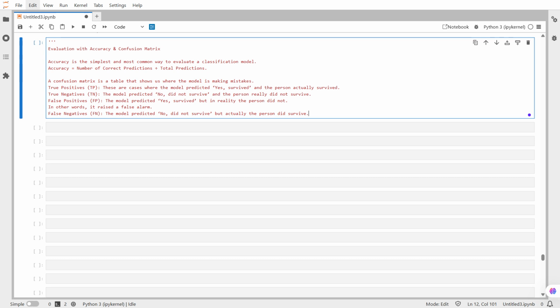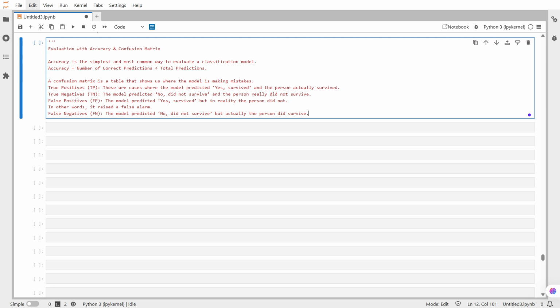The confusion matrix has four parts. True positive, or TP: these are cases where the model predicted yes, survived, and the person actually survived. True negative, or TN: the model predicted no, did not survive, and the person really did not survive. Third, we have false positive, or FP: the model predicted yes, survived, but in reality the person did not. In other words, it raised a false alarm.